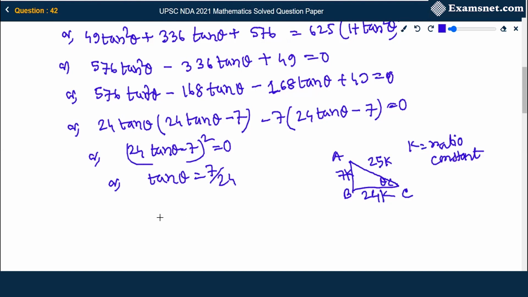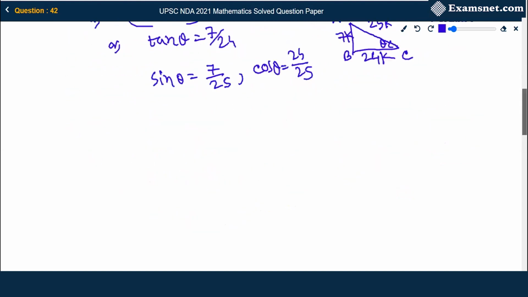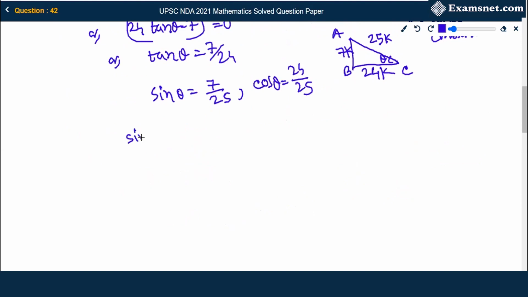Now look, I can easily write the value of sine theta, that is 7 by 25, and cos theta, 24 by 25. Look, again, I can add them to get the value of the desired expression. So it would become 31 by 25.